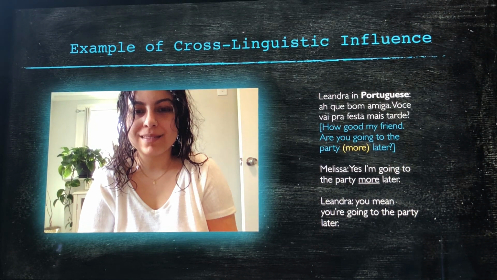Here you're going to see a small footage of myself reenacting a conversation between me and my friend, asking her if she's going to a party. She inserts the word "more" in her response before "later," which in English is grammatically incorrect. However, she's following the pattern of her language. This is a perfect example of cross-linguistic influence. Let's have a look.